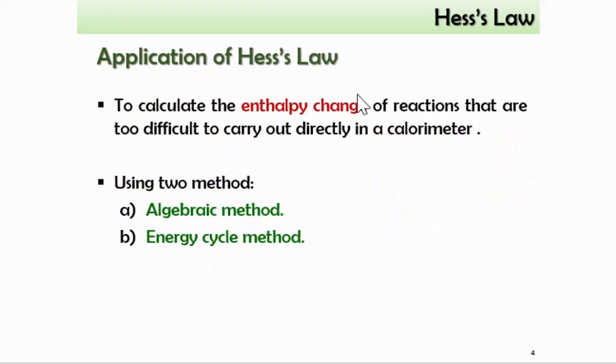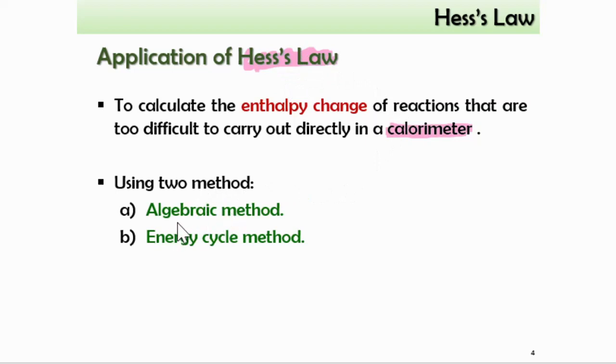Alright, so for the application of Hess's law, sometimes not all the reactions you learn, not all the enthalpy changes, we can measure directly from a calorimeter. For example atomization, things like that are too difficult to be carried out in the calorimeter. As we already learned in the previous lesson, calorimeter experiments mostly involve neutralization, formation or combustion. So all the difficult enthalpy changes we can calculate using Hess's law, from a few data of enthalpies.